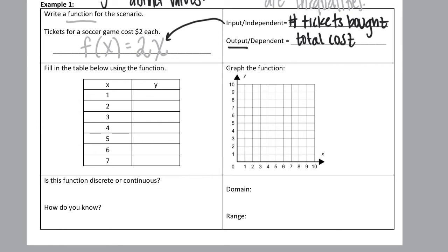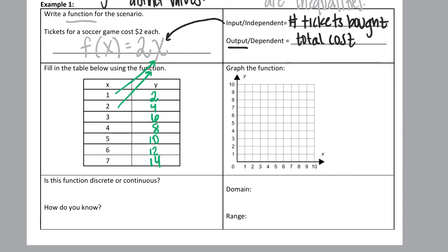Let's now fill in a table to demonstrate what's happening here. If you bought 1 ticket, how much would it cost? Your y value would equal 2. If you plug 1 into that spot, 2 times 1 would give you 2. If you plug 2 in, if you bought 2 tickets, 4. If you bought 3 tickets, 3 times 2 is 6. If you bought 4 tickets, 4 times 2 is 8, 10, 12, 14, and so on.